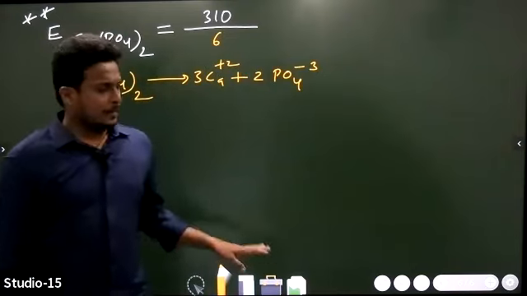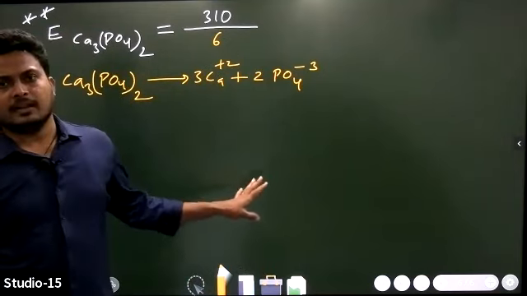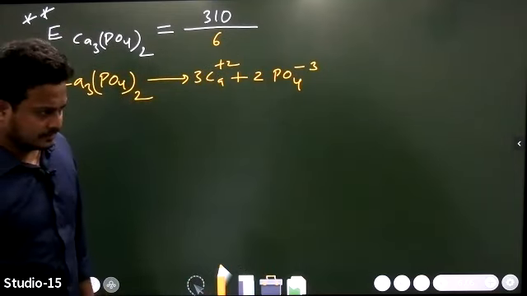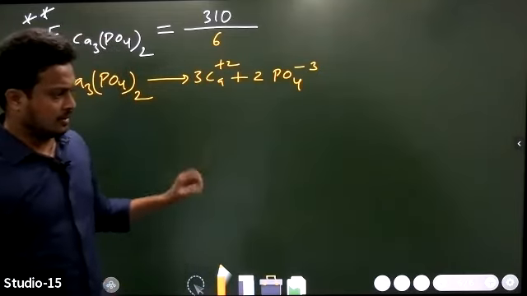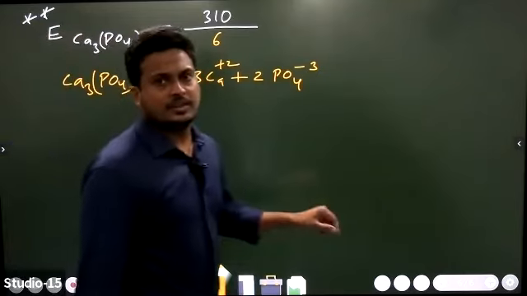Right? Up to here, anyone have doubt how to calculate equivalent weights? Anyone have doubt up to calculation of equivalent weights?